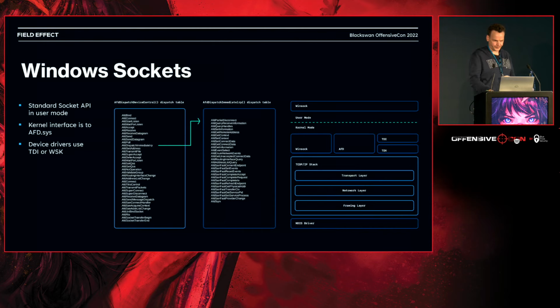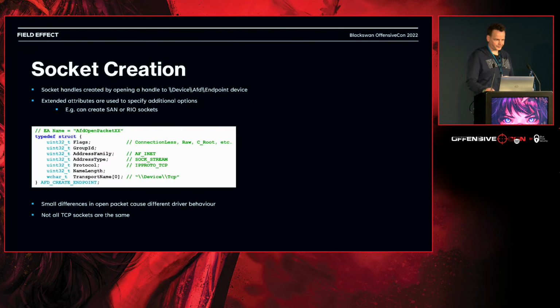So going into a little bit of detail about how sockets are created. To create a socket, you can just open up the AFD device with this special endpoint path on the end. So you open up device/AFD/endpoint.